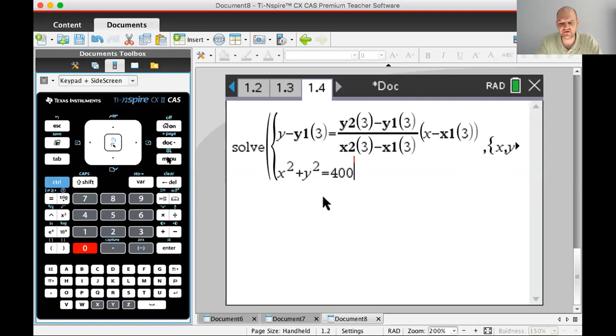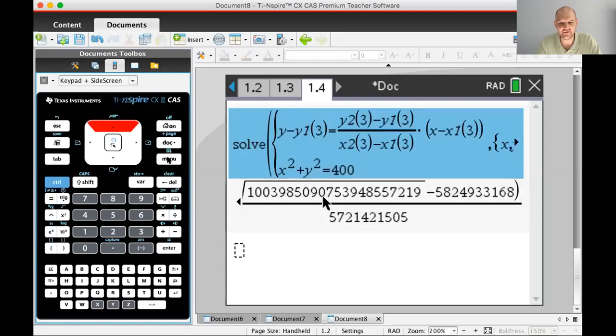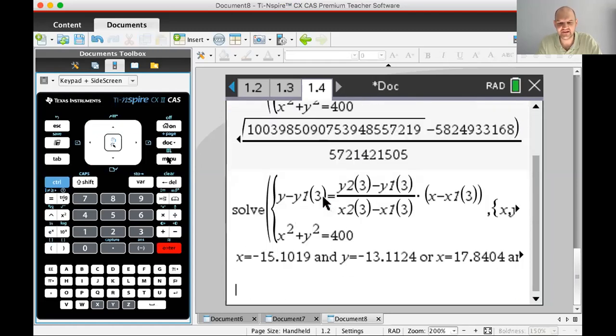I'm going to hit enter and see if I get exact values. Oh, I'm going to not do that. I'm going to hit control enter and get decimals. So negative 15, and squaring things is so weird. It feels like 15 squared and 13 squared should be way more, but it's 225 and 169. It's definitely not way more than 400.